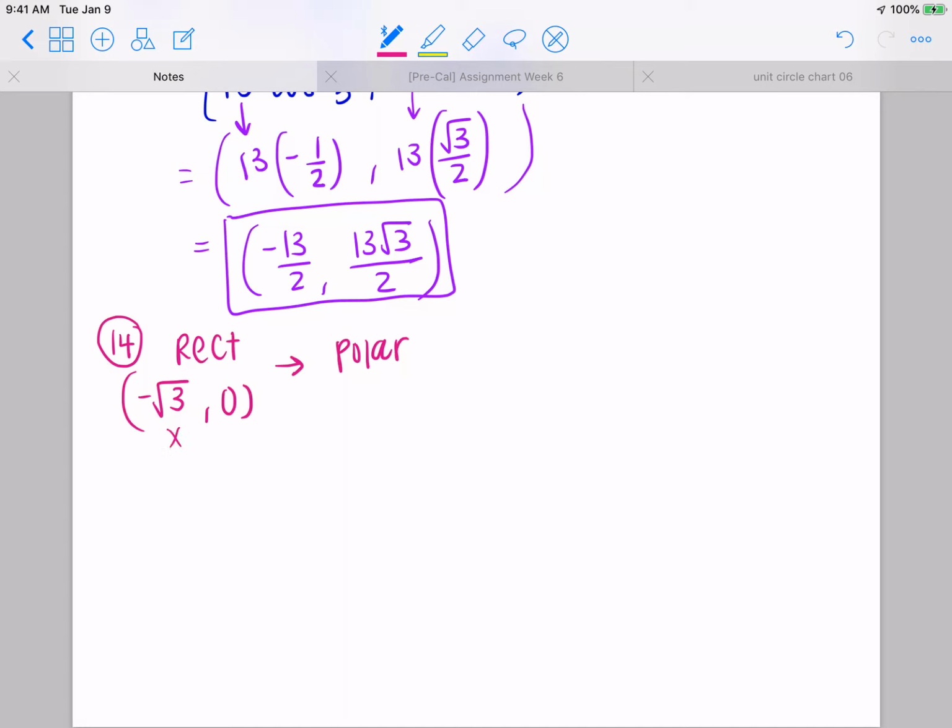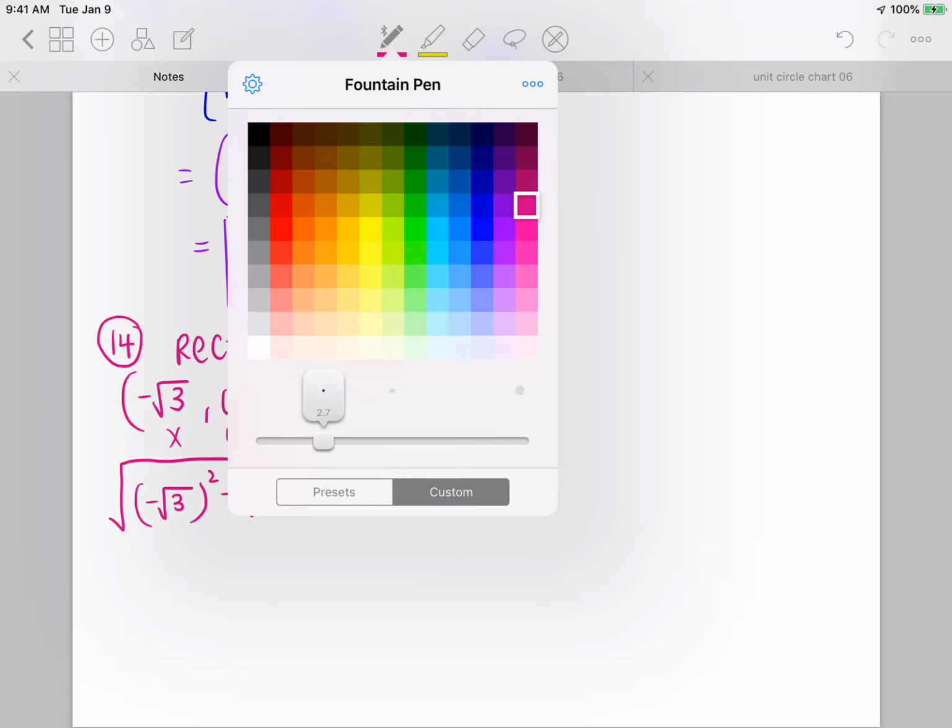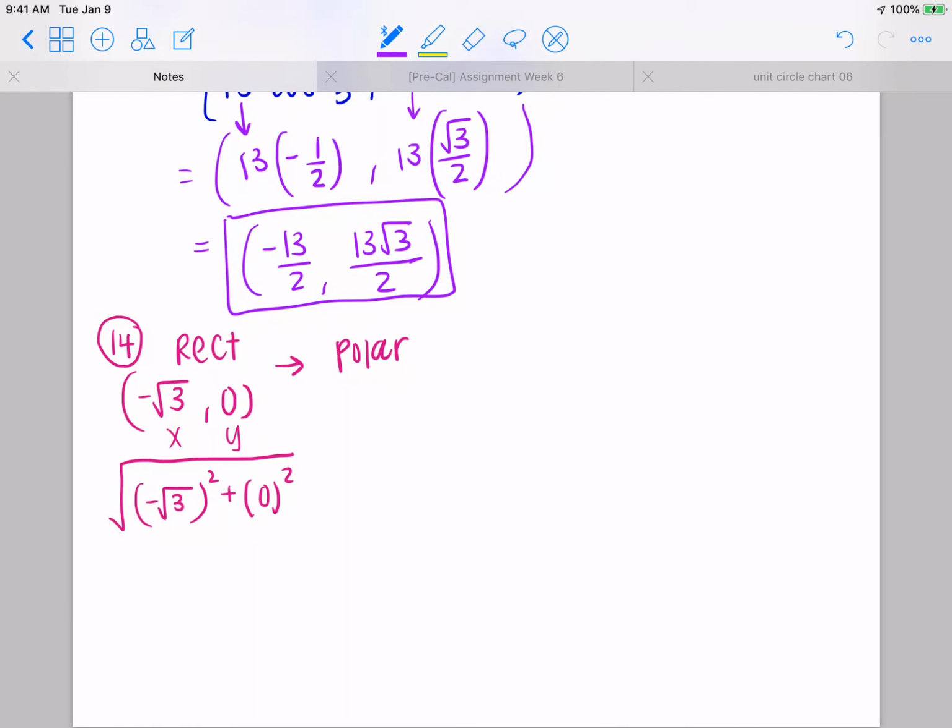Okay, so if this is my x and y, remember whenever we're given our x and y, we're going to use our Pythagorean theorem. So it'll be the square root of negative square root of 3 squared plus 0 squared. This square root and this square get canceled out, and the negative also gets canceled out because we're squaring it. So we're down with 3. This totally goes away. So square root of 3 is what's left. Okay, so we're actually done with the first part.